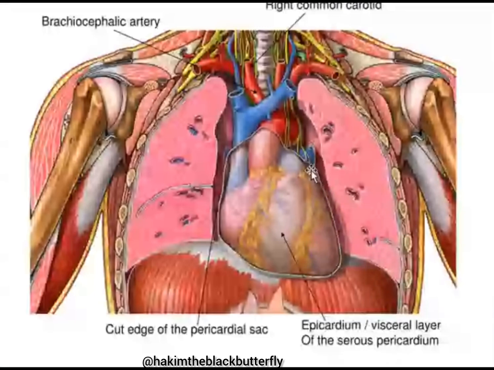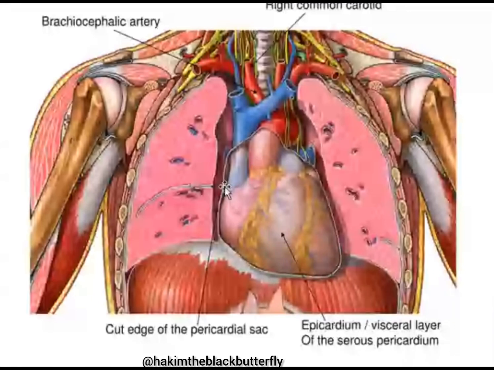And the superior border is formed by the beginnings of the great vessels or the roots of the great vessels. The great vessels will have the superior vena cava, aorta, pulmonary trunk, and then the pulmonary veins. So the roots of the great vessels are the beginnings or are their attachments onto the heart. So when you look at the superior border, it's made by the roots of the great vessels. From the right, you have the vena cava, aorta, pulmonary trunk.